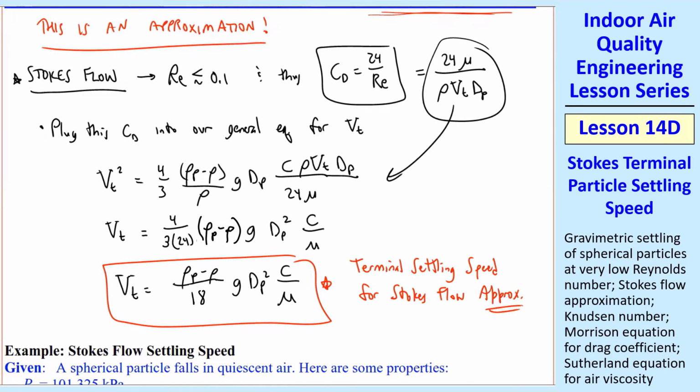And again, I emphasize that this is an approximation. Specifically, it's valid only if Reynolds number is less than about 0.1. So anytime you use this approximation, you should test Reynolds number to see whether it's less than 0.1, or this equation will not be valid.